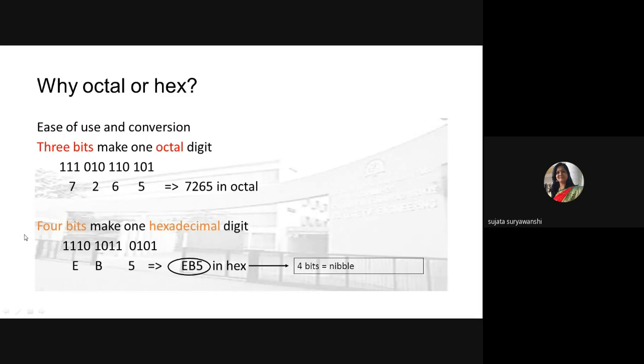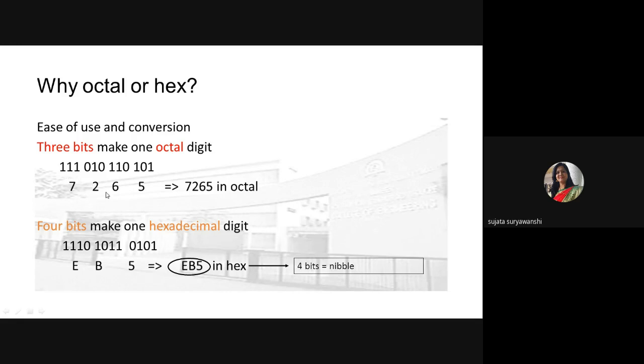Suppose the octal digits given are 7, 2, 6, 5. This is the complete octal number, 7265. If you want to convert the given octal number into a binary number, there's no need to multiply by any number or use successive division. You simply write down a 3-bit binary number for each octal digit. So for 7, simply write down the 3-bit binary number, which is 111.